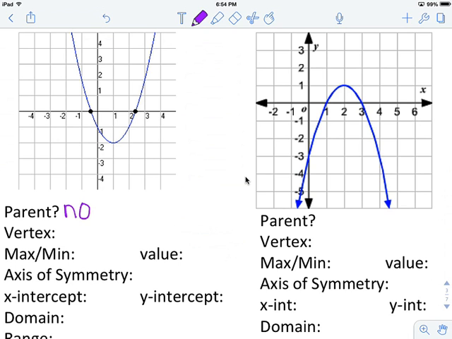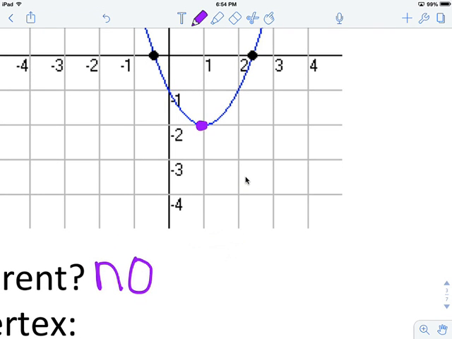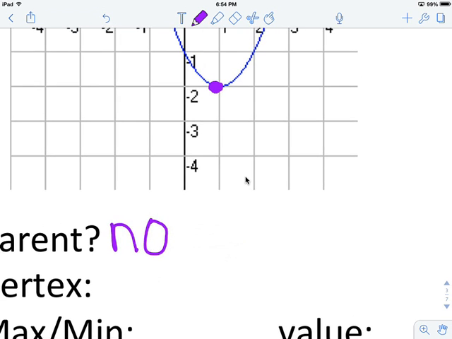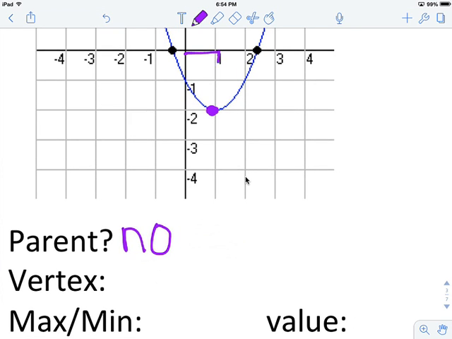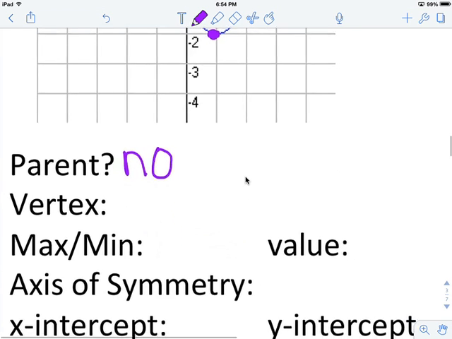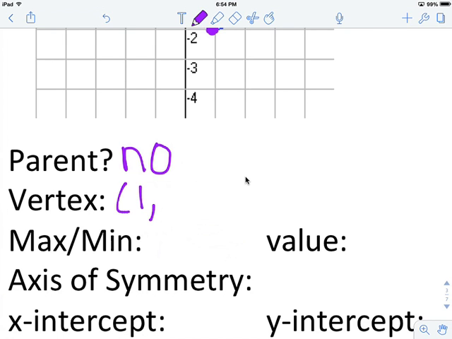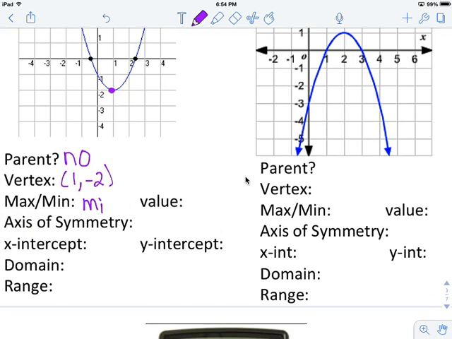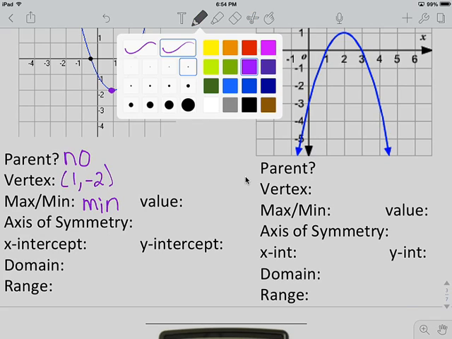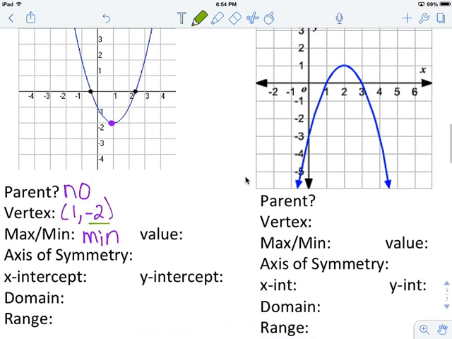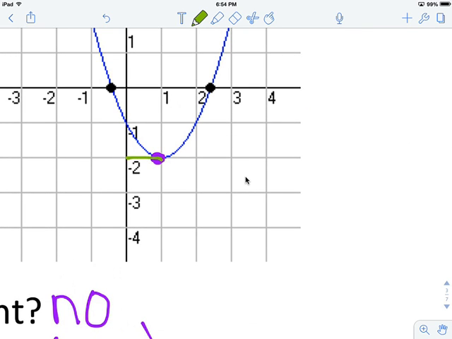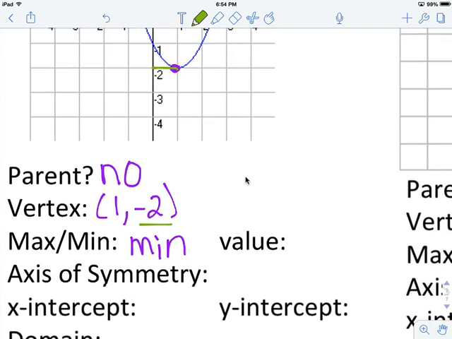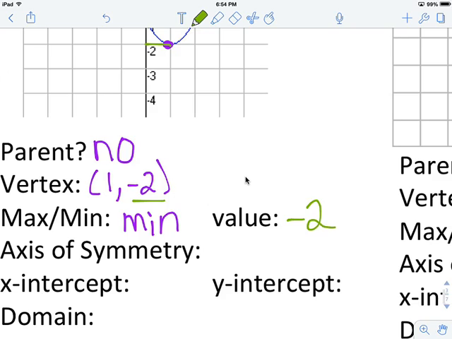The vertex is the point where the U shape meets, and you always want to write the vertex as a coordinate. So this coordinate point is 1, negative 2. So we're going to write for vertex 1, negative 2. Now, this parabola is facing up, so this is a minimum, and the value is the y value of your vertex. It's the lowest y value that your parabola hits. So the value here is negative 2.